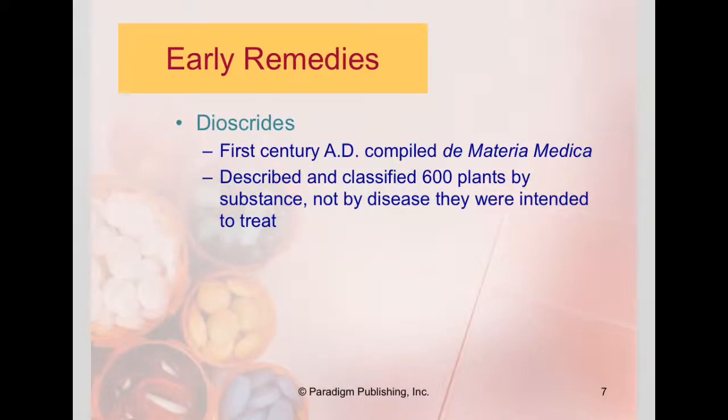Another early remedy is Dioscorides. He was 1st century AD, and compiled De Materia Medica. It was just a book of his material and everything that he did. He described and classified 600 plants by substance, not by disease they were intended to treat.